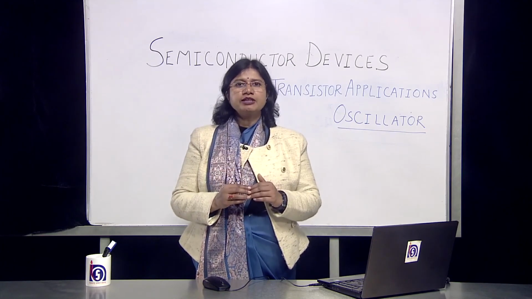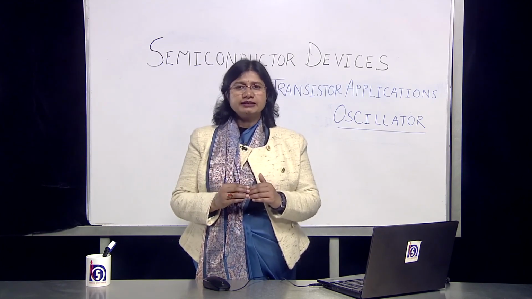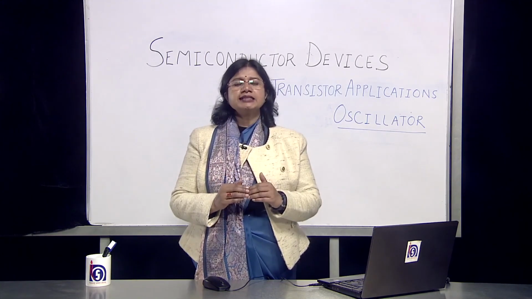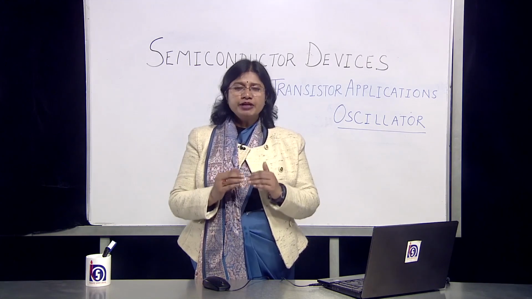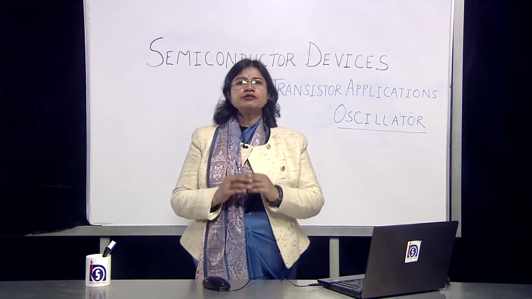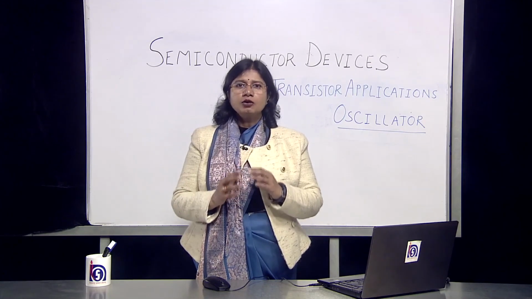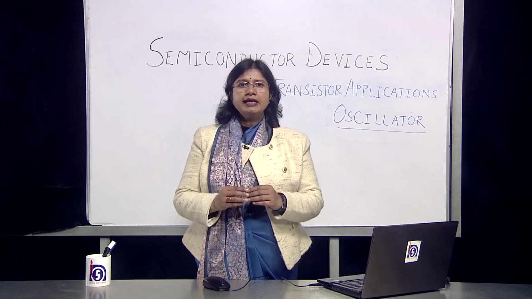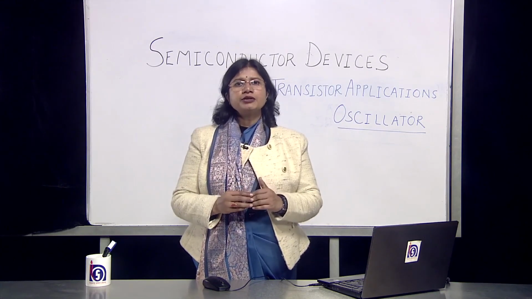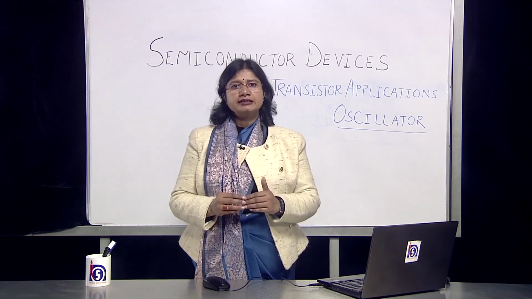So, we discussed the working of a Colpitts oscillator. In a Colpitts oscillator, we have a simple LC tank circuit which acts as a feedback mechanism. So, the simple amplifier connected to the feedback mechanism is a Colpitts oscillator, and there are a number of frequency generators which are using transistor as oscillator.